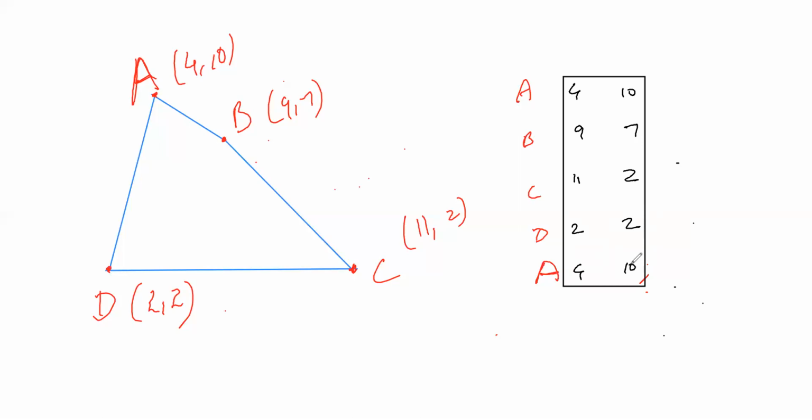Then what do you do? You have to cross multiply these things. This into this minus this into this. Then 9 into 2 minus 11 into 7. Then again this into this minus this into this. So this is the kind of combination we have to do. So 4 7s are 28, so this one is 28 minus 90. Next one, 9 2s are 18 minus 77.